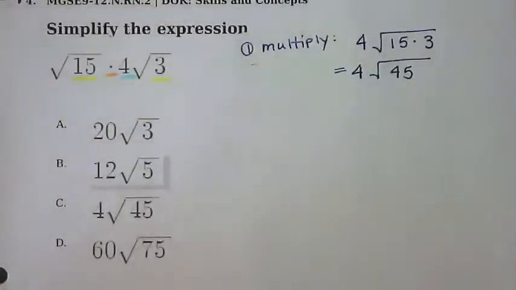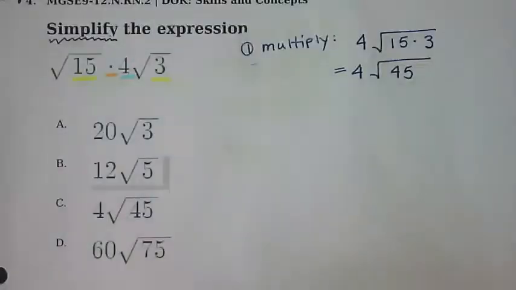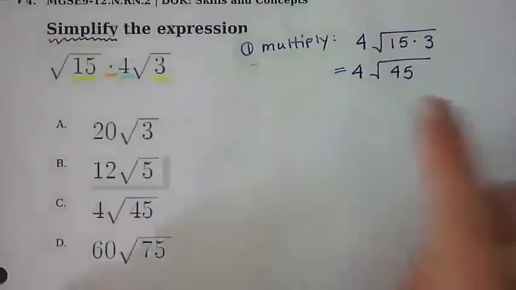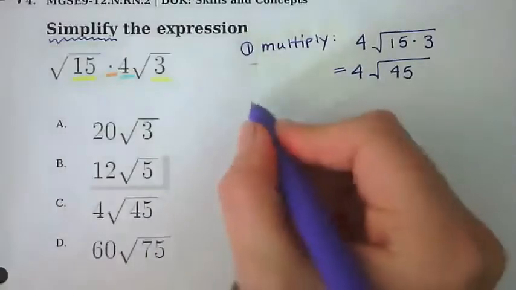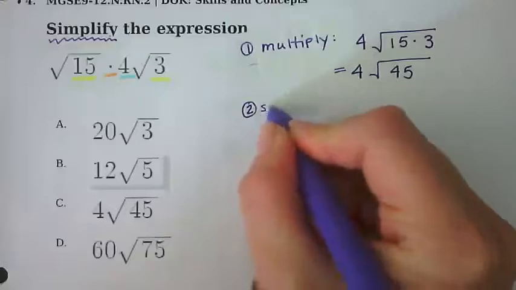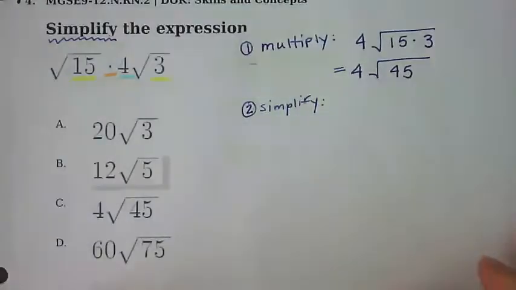So now that we're done multiplying, you may notice that this answer option is answer option C. But we need to hold up just a second because the question asked us to simplify the expression. So anytime that you perform operations with radicals, you must perform that operation but make sure it's in its simplest form. So we can actually do some simplifying here to the square root of 45. We can break this down. So we are going to do that. So second step of multiplying is to simplify.